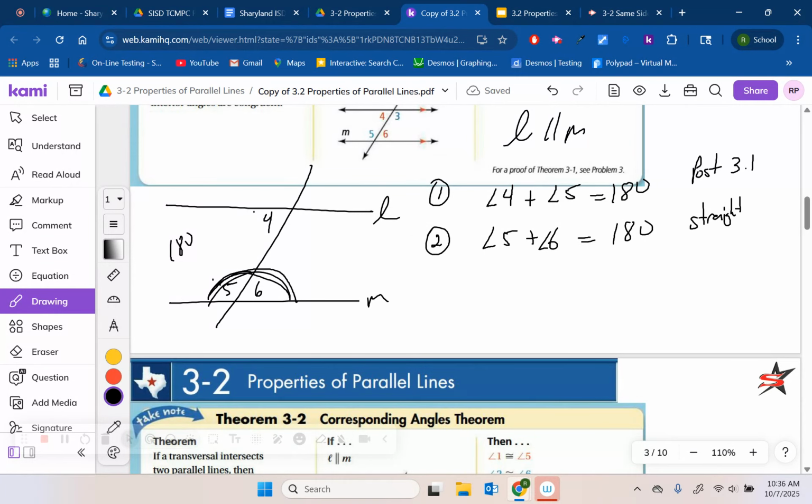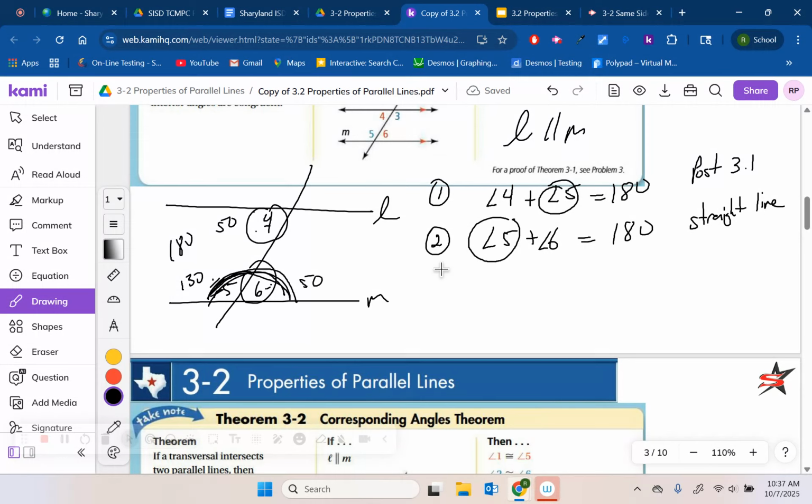So here's the kicker. They both have something in common right here: these both share that angle 5. So these two add up to 180, and these two add up to 180. But I don't know about these two. If I make this 50, this one has to be 130. And if this is 130, this one has to be 50, because it has to add up to 180.